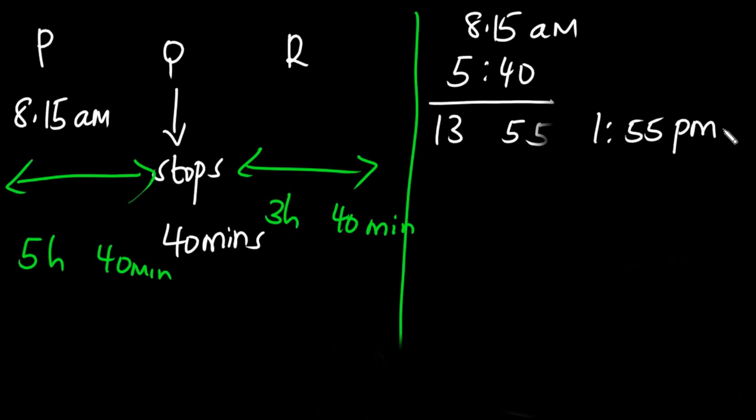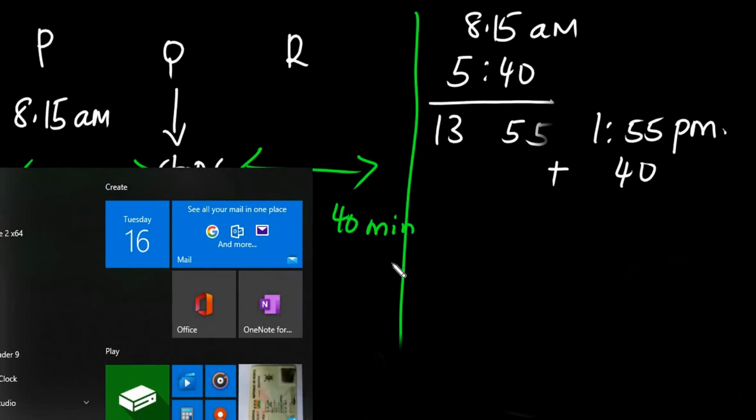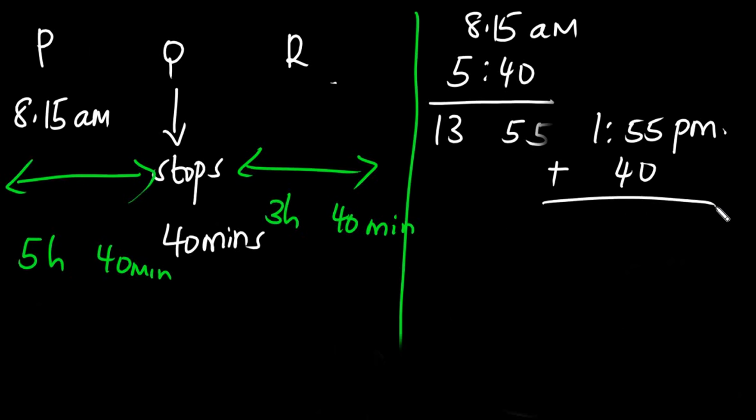And then we are told that every day this bus stops at town Q for 40 minutes. So after arriving at 1:55 PM, it will spend 40 minutes at town Q. So let's see, after spending 40 minutes, when will it depart from town Q? So let's add. So these are minutes. So 55 plus 40. That's 95 minutes. And then we have 1. Okay?